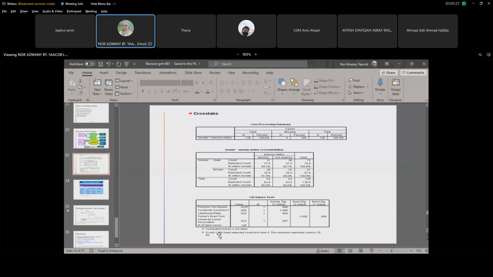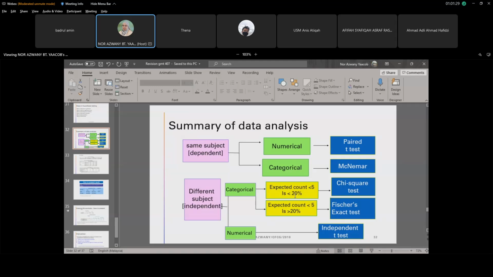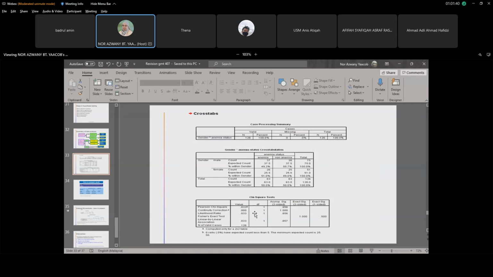You tengok dekat footnote ni. Percentage ni. Kan? Percentage have expected count less than 5. So, if this percent is less than 20%, you use chi-square. If that percent more than 20%, you have to use Fisher exact. Both are within the same output. Cuma if it's chi-square, this is the p-value. If it's Fisher exact, this is the p-value, the exact sig. Boleh? Fisher exact, we use the exact sig. Exact lah. Oh, okay, faham.